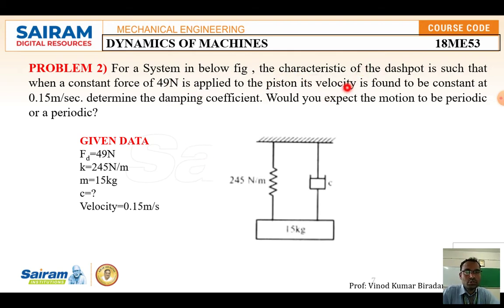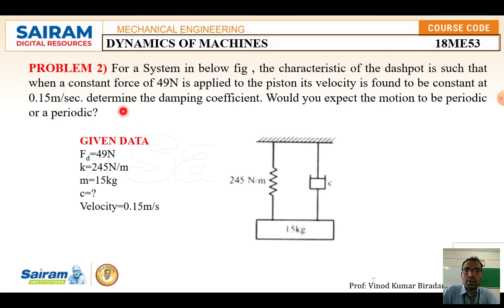So dashpot and damper are the same, both are denoted by C only, don't be confused. The characteristics of a dashpot are such that when a constant force of 49 Newton, that is the excitation force, is applied to the piston, its velocity is found to be a constant 0.15 meter per second. Once a mechanical system is there, if you apply some external force, that is 49 Newton, its velocity is 0.15 meter per second.